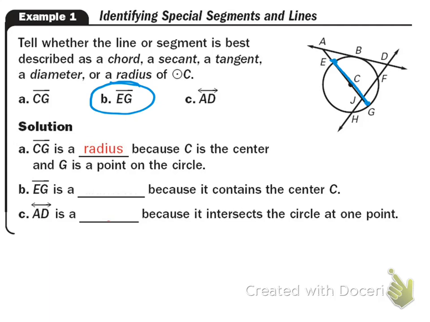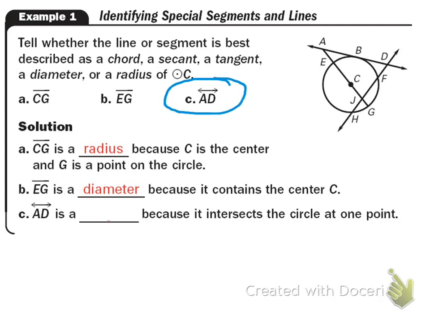It is a kind of chord, but a very specific kind of chord since it passes through the center. A tangent, remember, is a line that intersects the circle once. We want the chord that passes through the center. John? Diameter. It would be a diameter. All right. Notice that the symbol changed. It's no longer a segment.